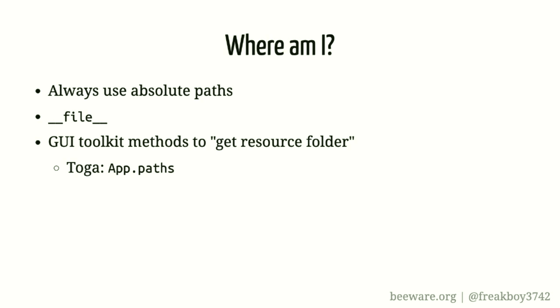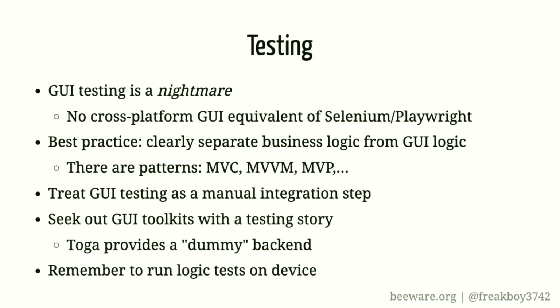Worst case, you can use __file__ on your Python source code, but most GUI toolkits will give you some way to get an absolute path anchor of some kind, a known path that is associated with the app, a resource folder or something like that. Toga, for example, provides app.paths that gives you a whole bunch of known paths that you can use as anchors, as Path-like objects. So, you've built your app, but any good engineering is not just about building, it's about testing as well. How do you test a GUI app? The bad news here is that GUI testing is a bit of a nightmare.